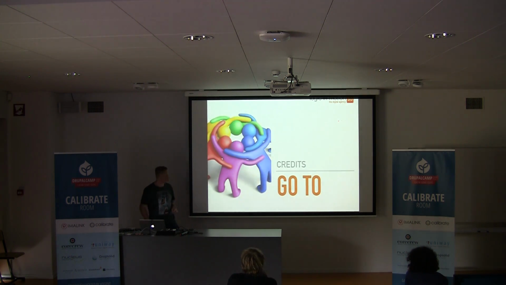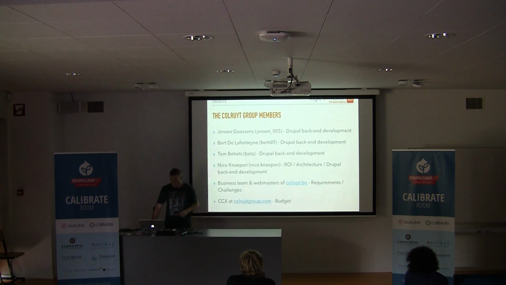Now, here comes the drum roll. Credits go to the Colruyt group members, Jeroen Goossens, Bert de La Fontaine, Tom Behetz and myself. These first three were senior backend developers. Myself, I have done some effort in the architecture, in the return on investment. We are all active members in the community. And I also want to give credits to the business team and the webmasters for giving us the challenges and to meet the requirements and to get to the product vision.